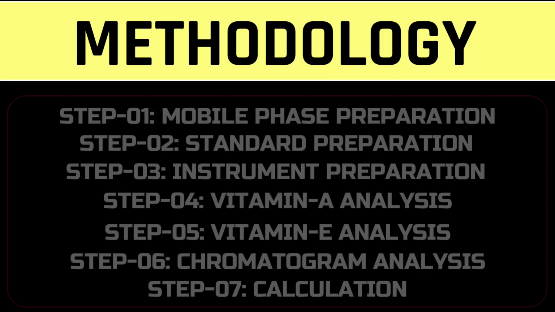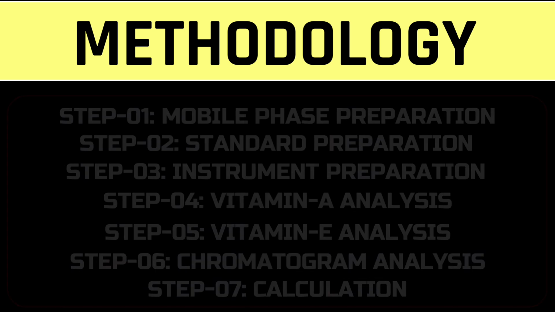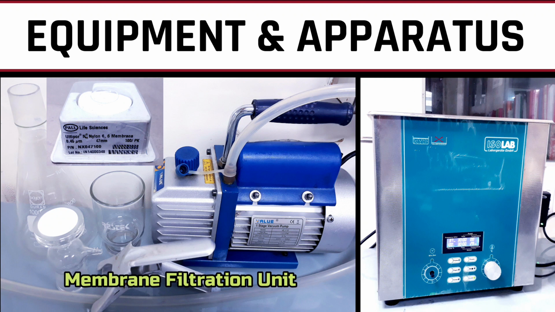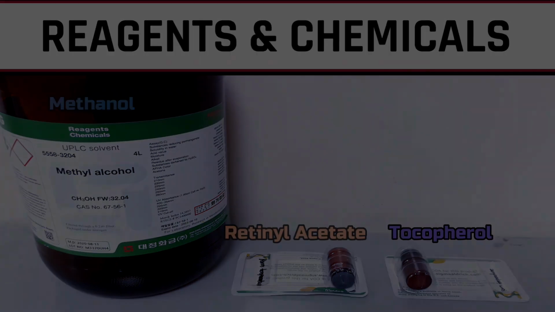We have fragmented the video into 7 steps, such as mobile phase, standard and instrument preparation, Vitamin A and E analysis, chromatogram analysis and calculation. We need a balance machine, computerized HPLC system, membrane filtration unit, sonicator bath, HPLC grade methanol, retinyl acetate and tocopherol mixture.